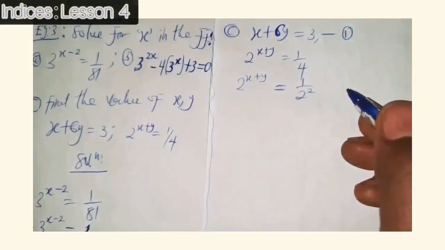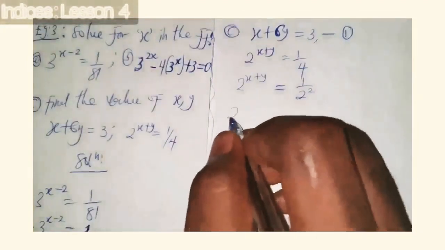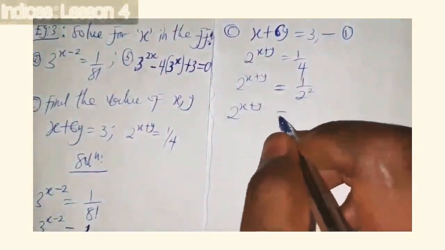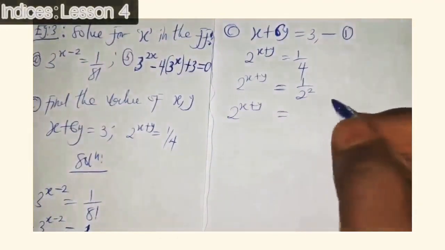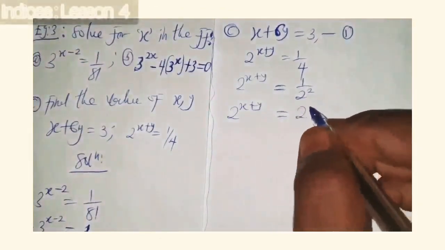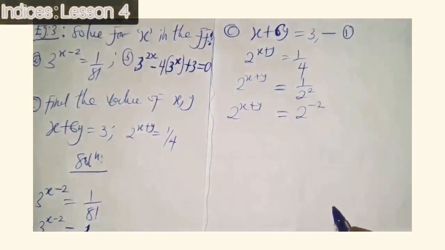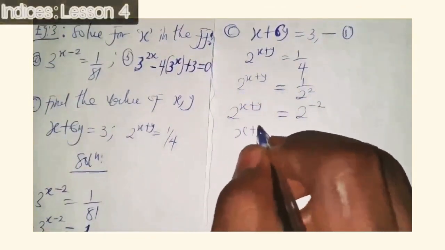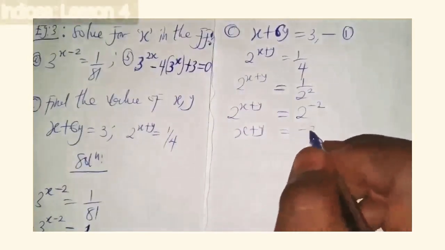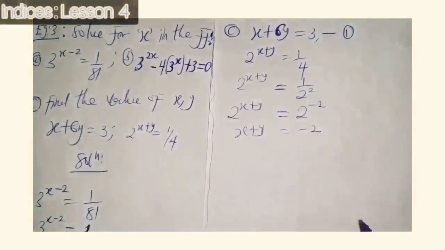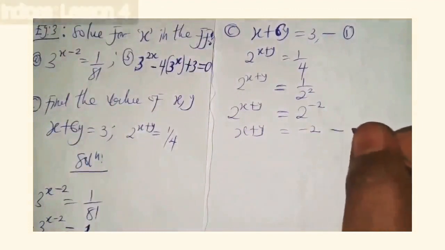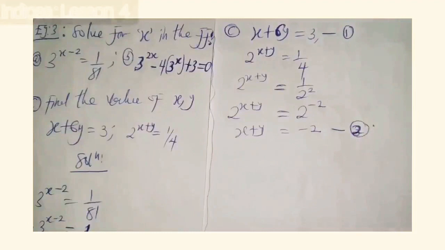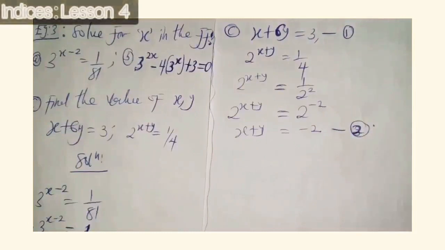2 raised to the power 2 is what? 4. So therefore I can say that 2 raised to the power x plus y will be equal to, with my third property of indices, 2 raised to the power negative 2, isn't it? So once they have equal base, therefore I can say that x plus y is equal to negative 2. Okay, so I can say here is equation 2. So if that is the case, I can use my substitution method to solve for x.